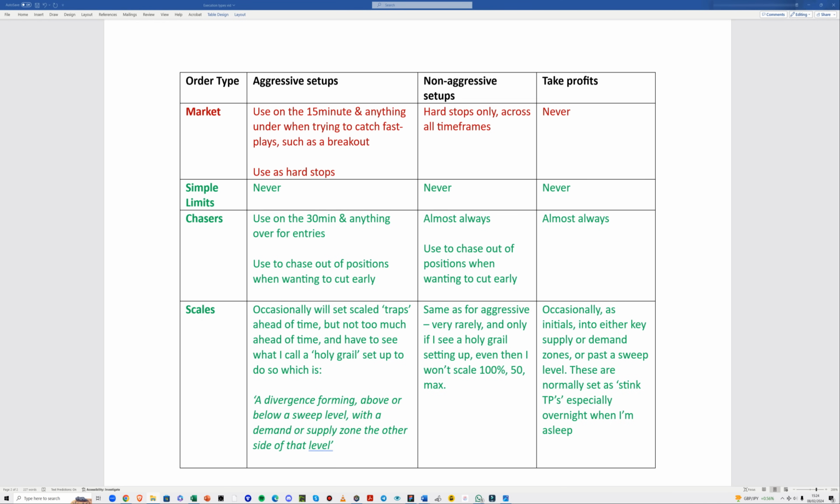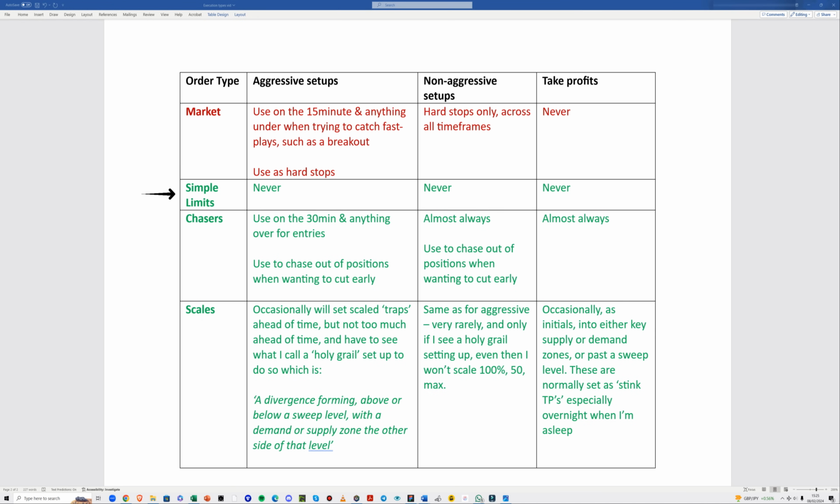You can also see here that I've put down use as hard stops. So regardless of the setup, whether it's an aggressive setup such as a breakout or a non-aggressive setup, such as a divergence, then I'm using hard stops in both instances in the form of market orders. So just to reiterate, if I am trying to catch a fast play such as a breakout, then anything on the 15-minute time frame and under, I will use a market entry. But you can see over here that that's just for lower time frame entries. I don't use it at all for non-aggressive setups apart from stops, and I'll never use a market order for a take profit.